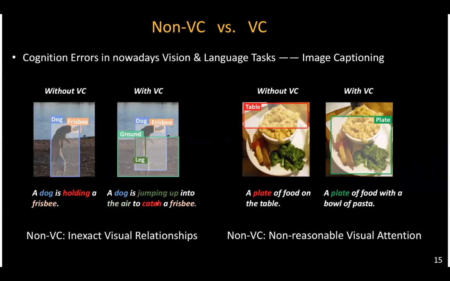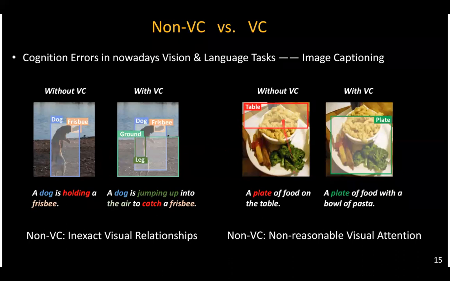and if we have the visual common sense, the model will give "a dog is jumping up into the air to catch a frisbee." The reason is that we not just say the correlation, the concurrence between dog and the frisbee, but we also focus on the leg, because the leg and the ground tell us that the dog is jumping up to the air. So another example is like here.